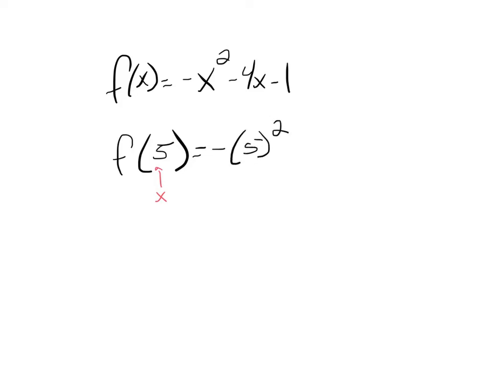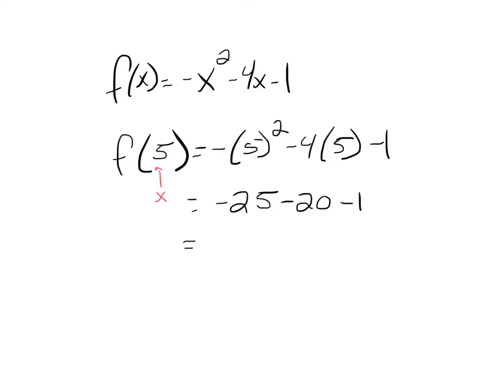So it's negative 5 squared minus 4 times 5 minus 1. And then we would evaluate that to get negative 25 minus 20 minus 1, which I get negative 46 when I put that all together.